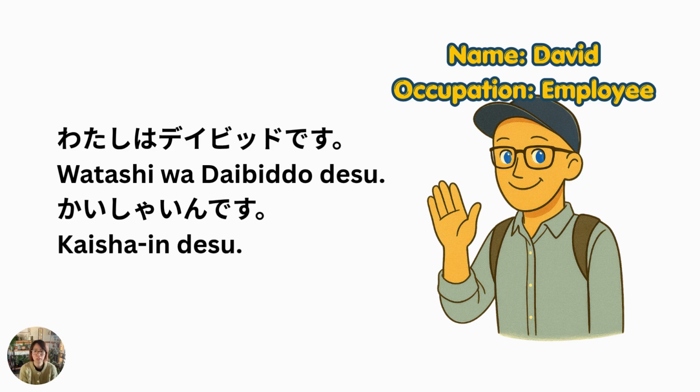Today, we learned a basic Japanese grammar pattern. When you make a noun sentence, like A is B, you use the form A は B です。If you understand this, you can make simple sentences about yourself.